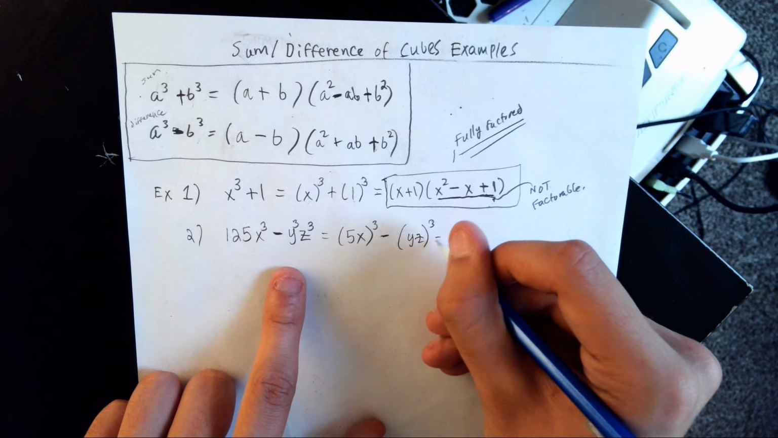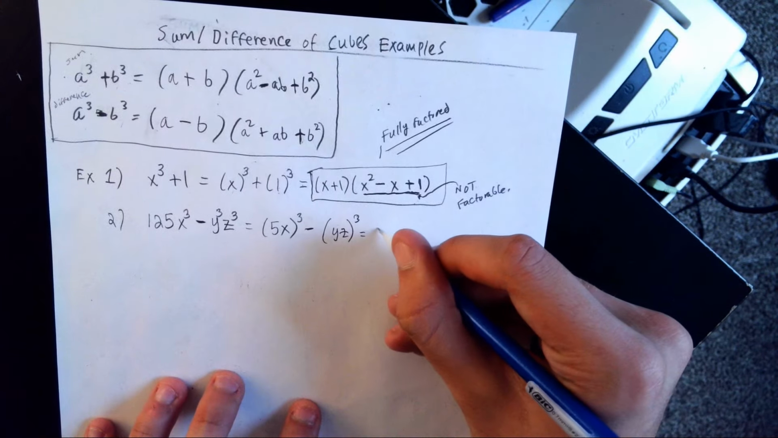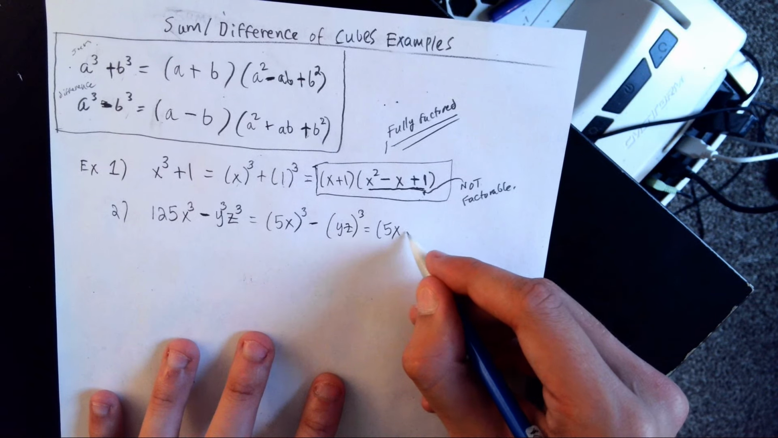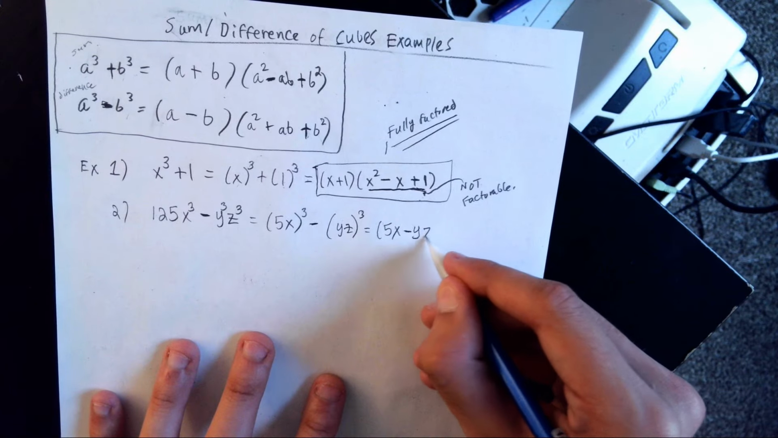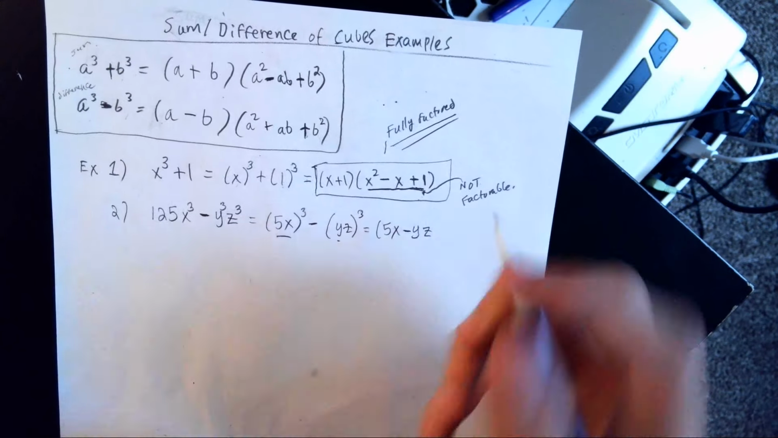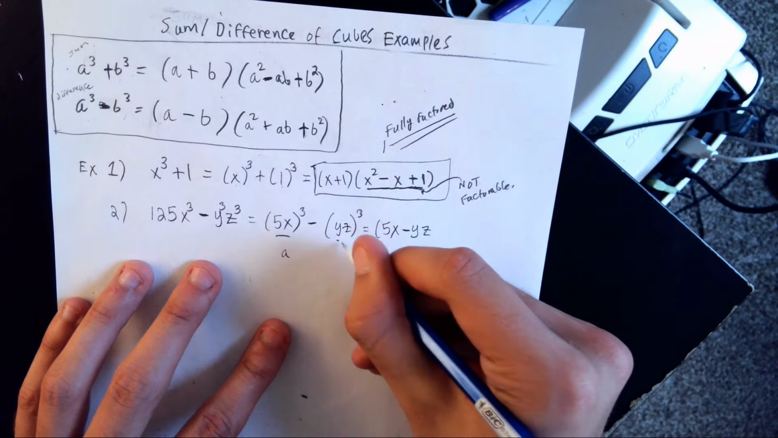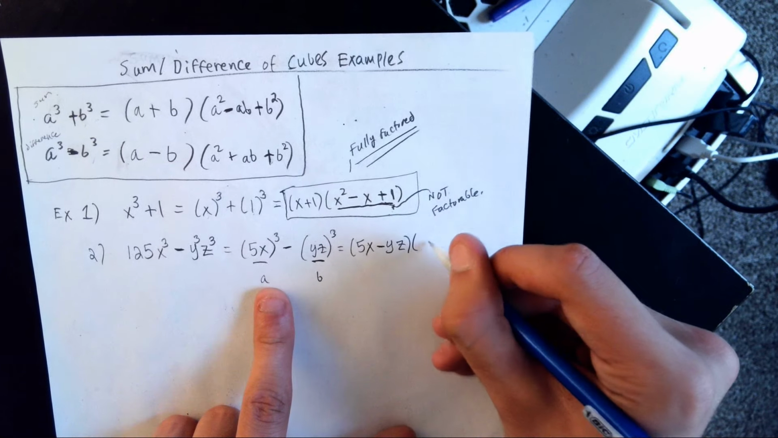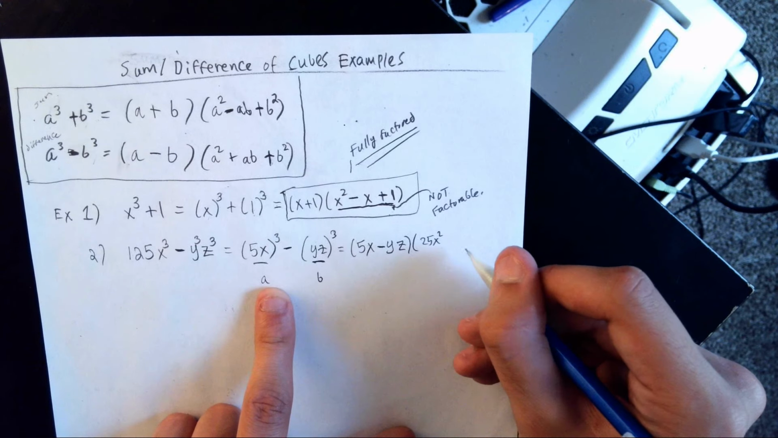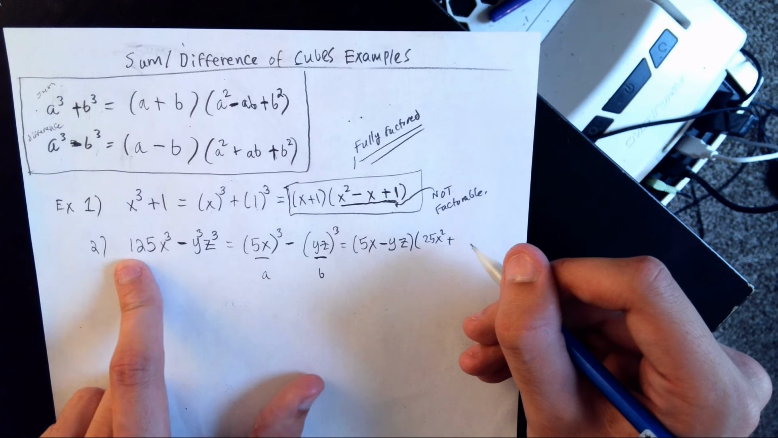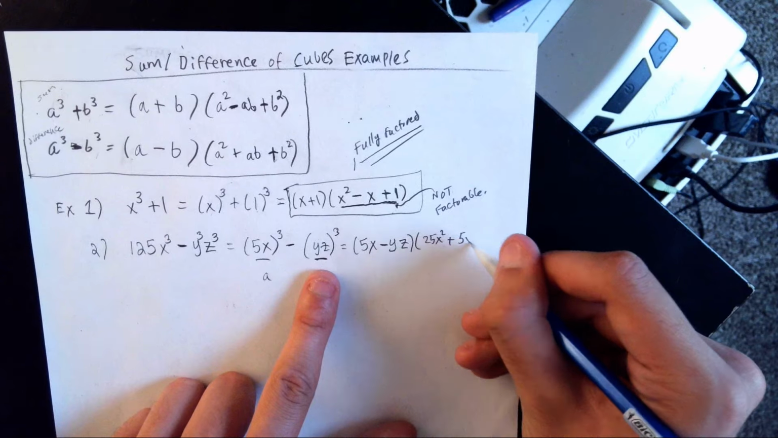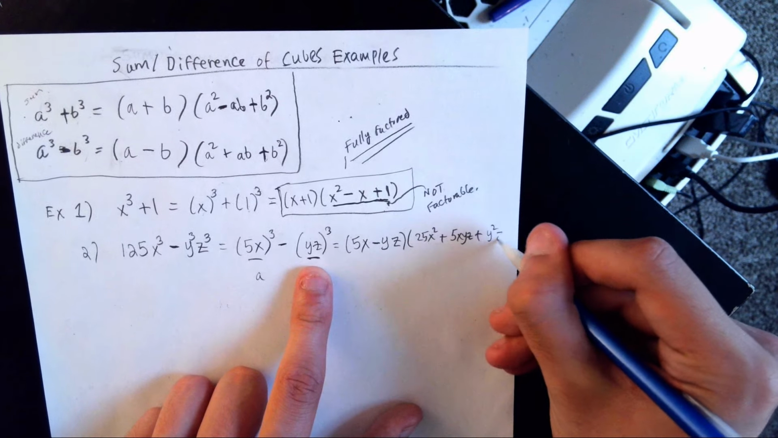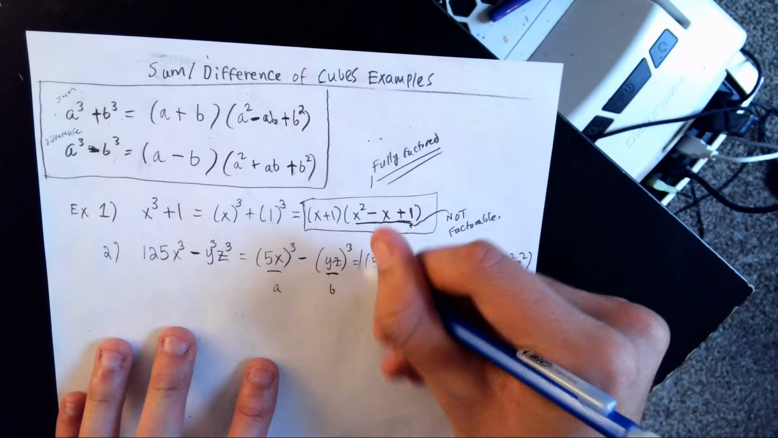So now this is going to be a plus b, sorry, I misspoke, a minus b: 5x minus yz, times a squared, that's 25x squared, plus a times b, that's 5x times yz, 5xyz, plus b squared, which is y squared z squared. So now this is fully factored.